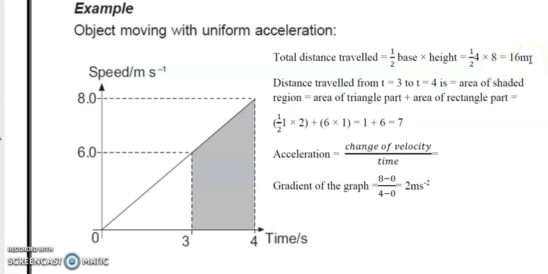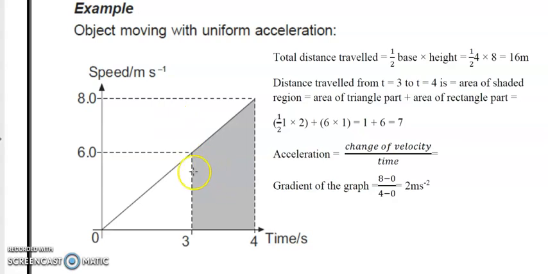Now, why are we saying that the units are meters? Because the speed is in meters per second and the time is in seconds. So speed is meters per second and time is seconds. So the distance will be in meters.